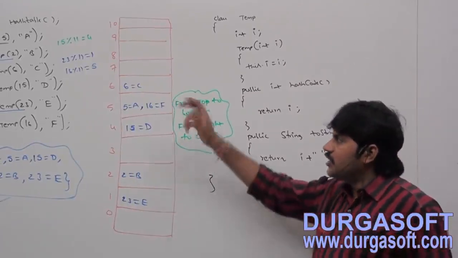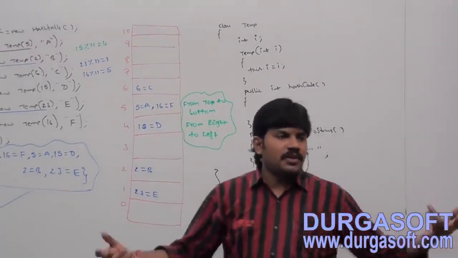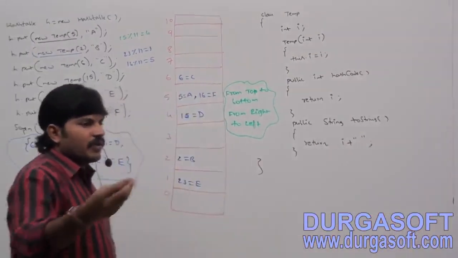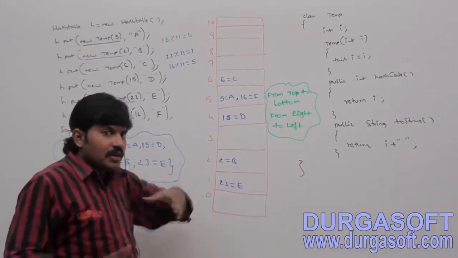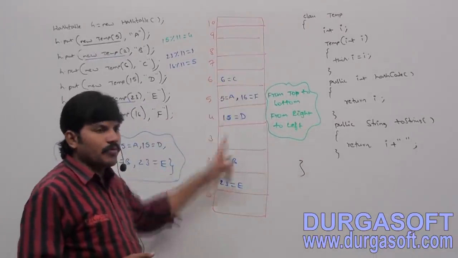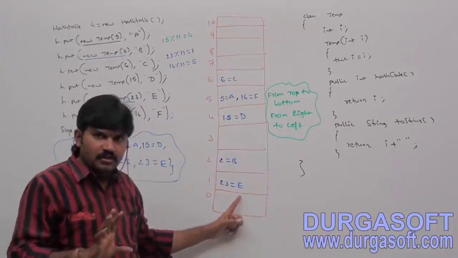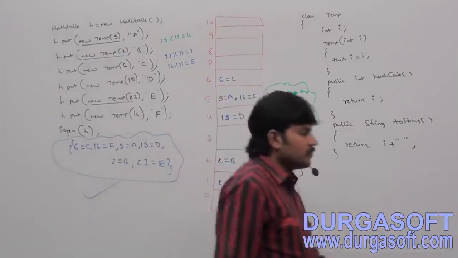Suppose if I change the initial capacity from 11 to some other number, like 25 or 30, then the number of buckets changes, so this output will automatically change by default. I will show that variation also. First take this program.